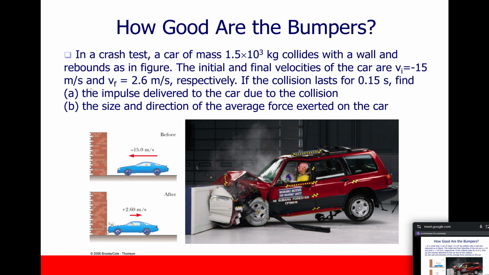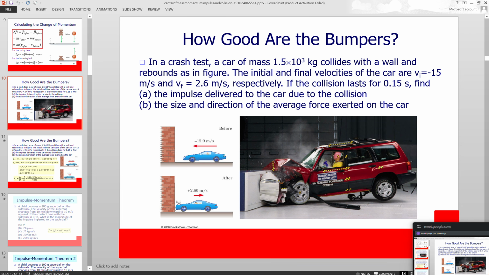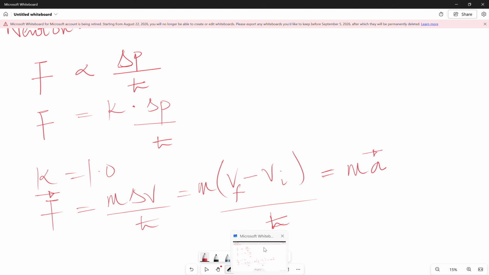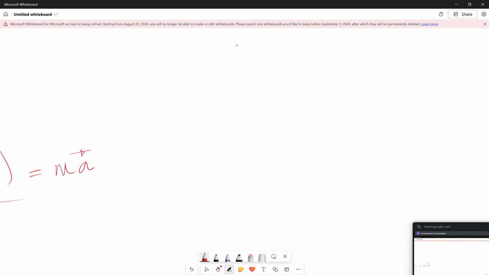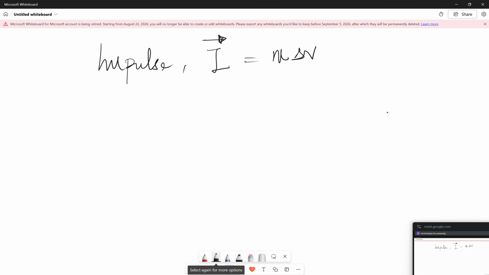So the first question asks you for impulse. That's question A: the impulse delivered to the car due to the collision. As you remember, you need to first recall the formula for impulse. Solve for impulse, that is I, equals mass times change in velocity.